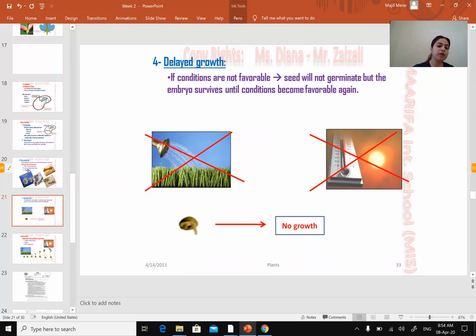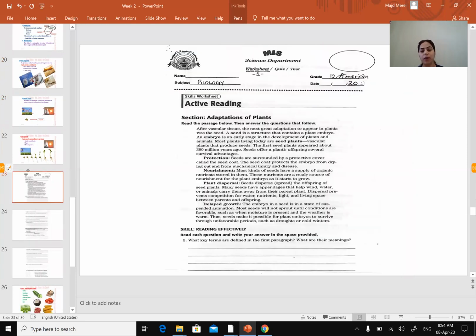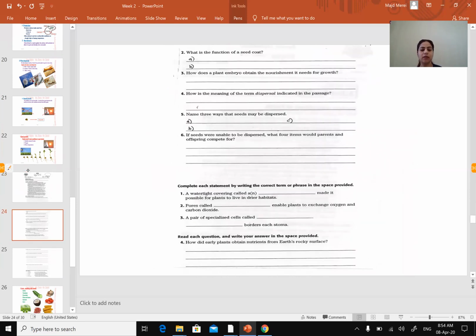You can refer to your workbook and solve. The second page, you have the cover page, number 1. Then page 2, active reading, you have a paragraph. Then different questions that are related to it, okay?